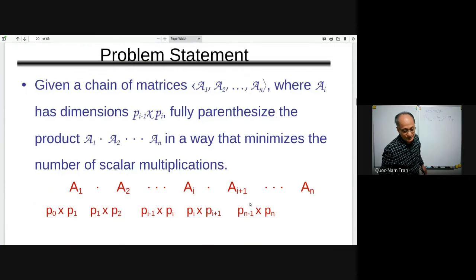Okay, so that is the problem, right? So in general, if we have a chain of matrices, okay, A1 to AN, and each of the matrices has a number of rows and columns, and because when we multiply the matrices, we must have some constraints, like the number of columns of A1 has to be equal to the number of rows of A2, etc. Okay, so that is the constraints. Those are the constraints we have.